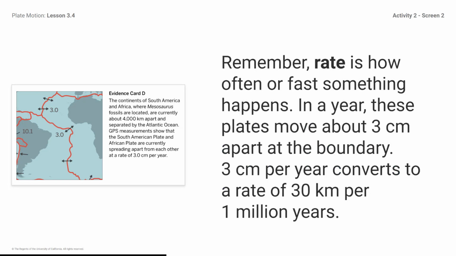Remember, rate is how often or fast something happens. In a year, these plates move about 3 centimeters apart at the boundary. 3 centimeters per year converts to a rate of 30 kilometers per million years. In other words, in 1 million years, the plates have moved 30 kilometers away from each other. Evidence card D lets us know that the distance between South America and Africa is about 4,000 kilometers.